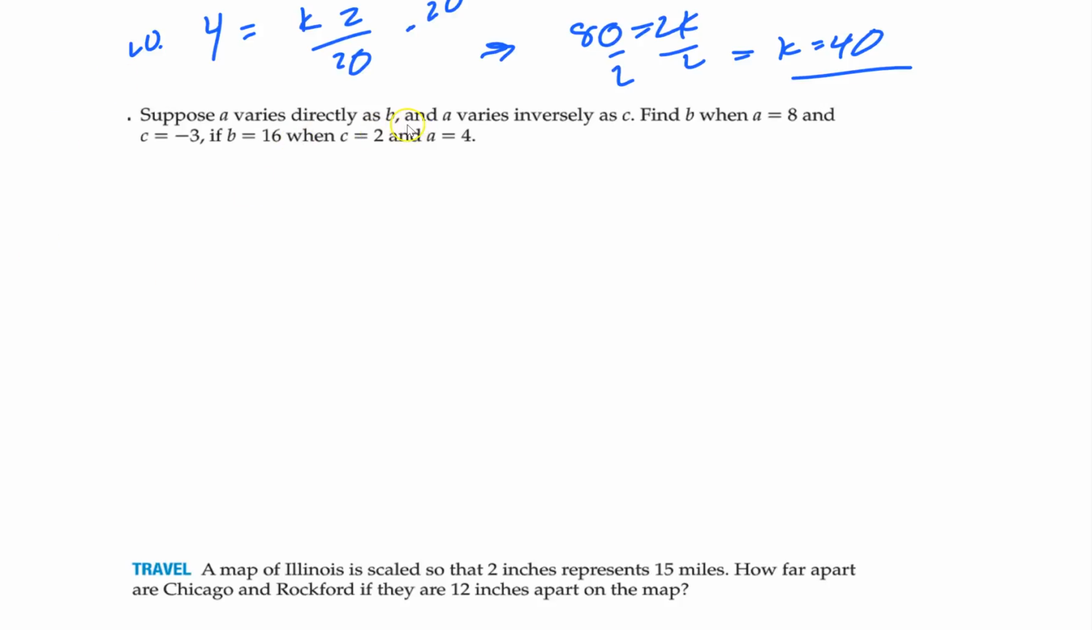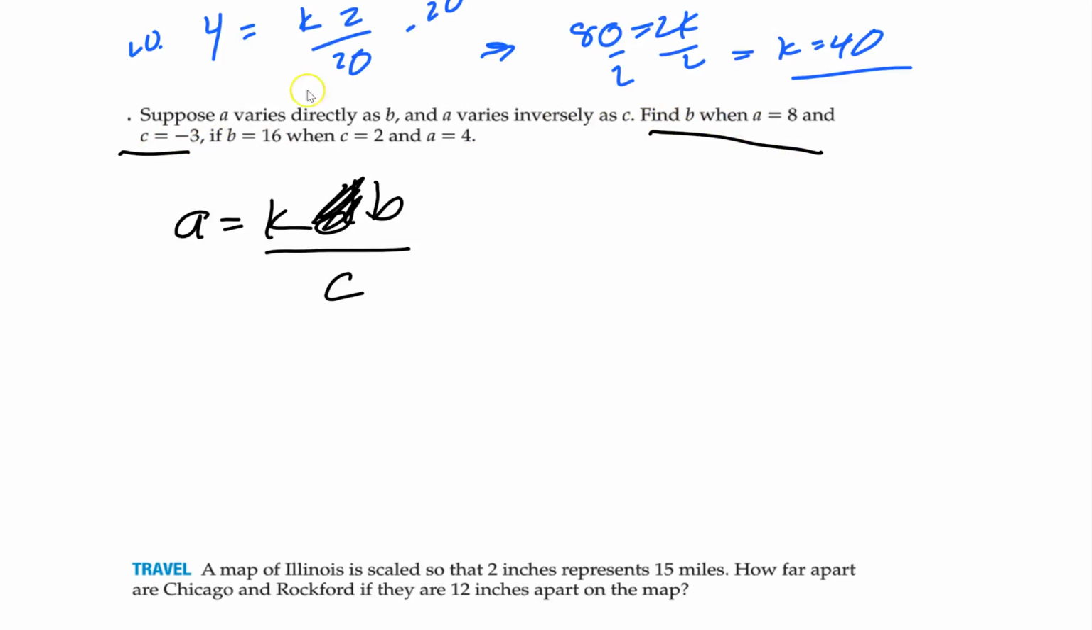Suppose A varies directly as B and A varies inversely as C. So A varies directly as B, B is this way. And inversely as C, so like that. That's my ugly equation, right? Again, look what they give us. They want to find B when A is 2 and C is -3. And then they give us this. Right? That's how we're going to use it to find our K. It has everything we need. So we plug it in.